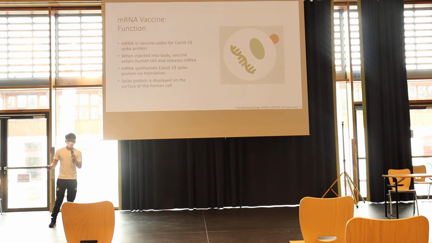So the function of the vaccine is that it contains the mRNA strand to synthesize the COVID-19 spike protein only. So when the vaccine is injected into our body, the vaccine enters one of our human cells. The mRNA is then released into the cell where the process of translation occurs, where the mRNA is then used to synthesize the COVID-19 spike protein. After the protein is synthesized, it is then displayed on the surface of our human cell.